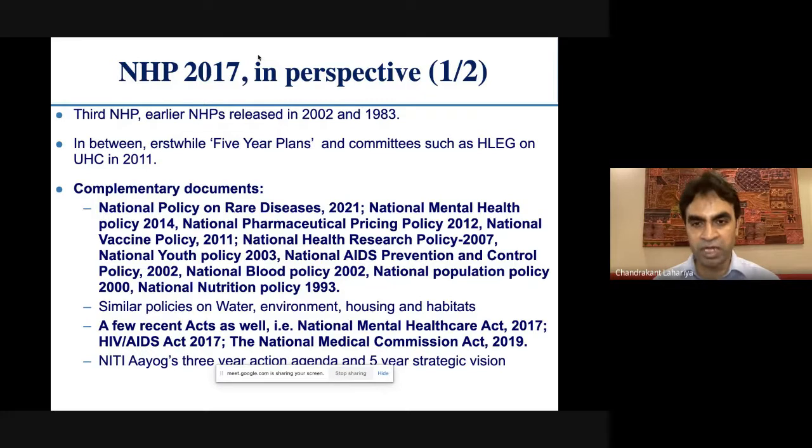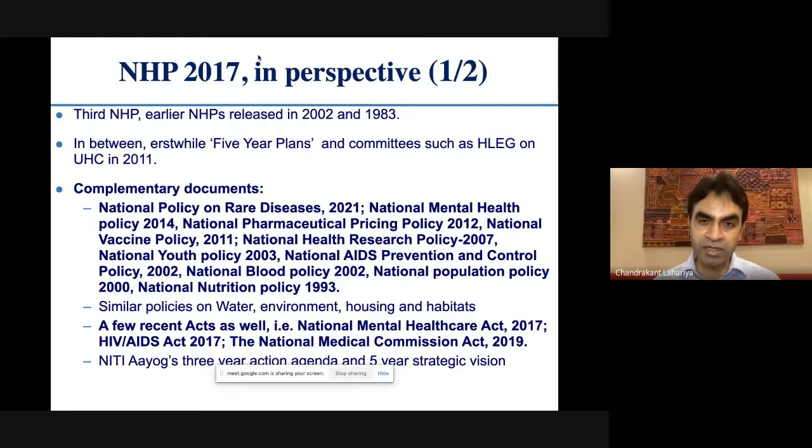The National Policy on Rare Disease was released in 2021, this year only. But even before the National Health Policy, there were the National Mental Healthcare Policy 2014, National Pharmaceutical Pricing Policy, National Vaccine Policy, National Health Research Policy, National Youth Policy, National AIDS Prevention and Control Policy, National Blood Policy, Population Policy, Nutrition Policy. So you see that the nutrition policy has been there since 1993, and there is no new policy. So that's the current policy of the government in the matter of nutrition. So there are policies, each one complementing the others.